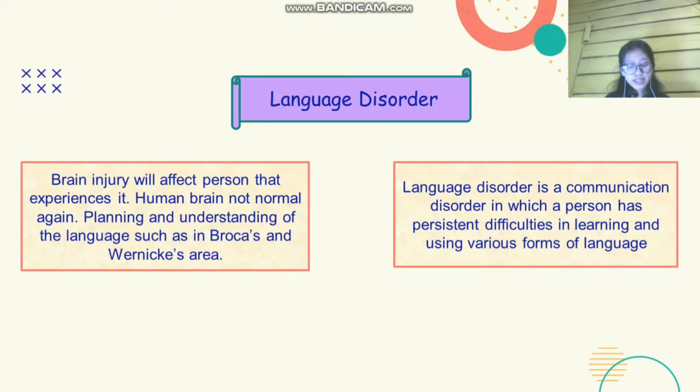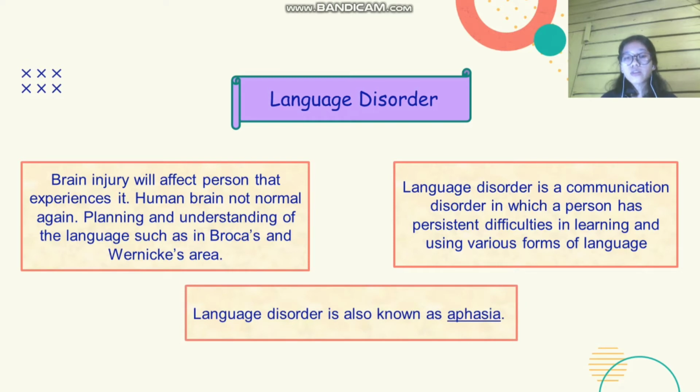Language disorder is a communication disorder in which a person has persistent difficulties in learning and using various forms of language, such as spoken, written, and reading. Language disorder is also known as aphasia. From the results of previous studies, several types of aphasia were found involving the relationship of language and the brain.